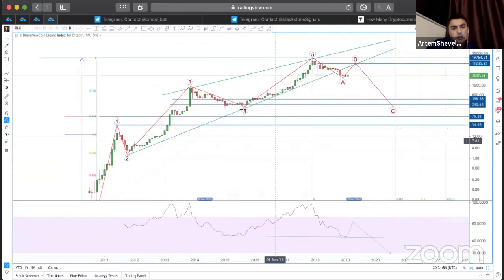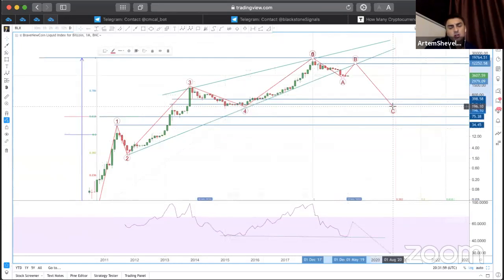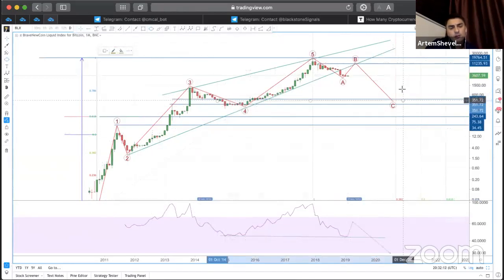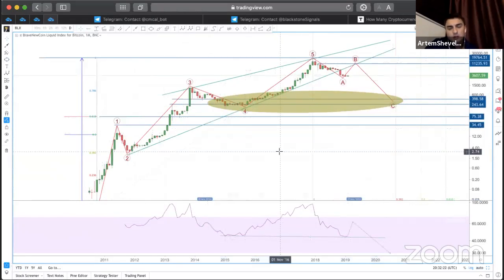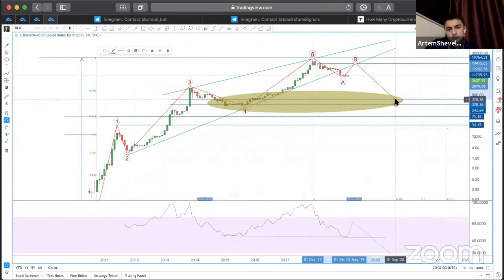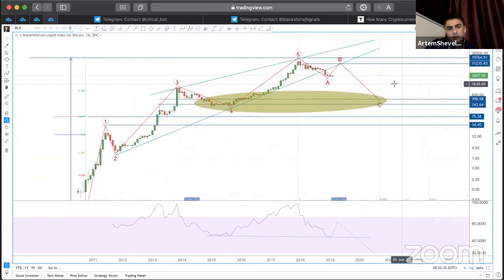And if we're gonna use standard Elliott wave cycle correction rules, ABC wave C usually ends somewhere near the fourth wave, somewhere here. So it's like the 400 level, but it's really, really long term. I don't know. It's not looking like the truth, but anything could happen.